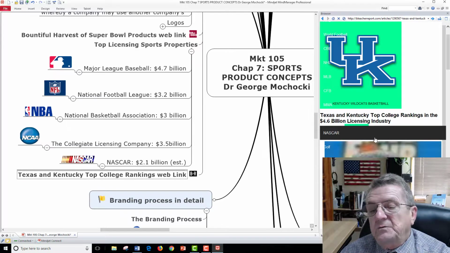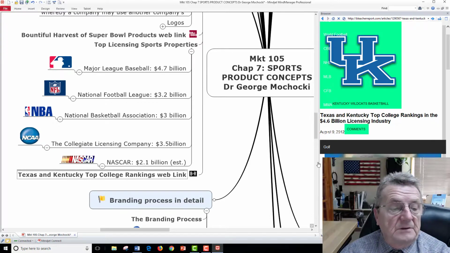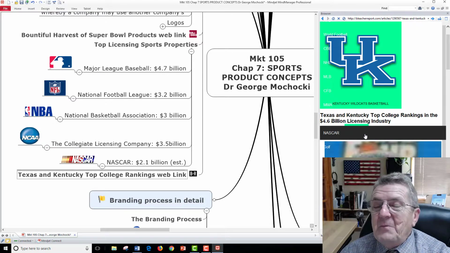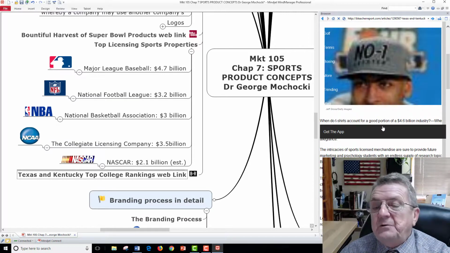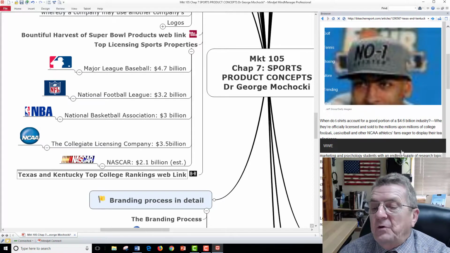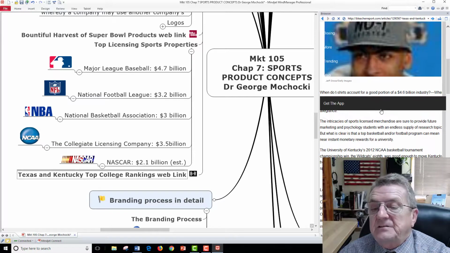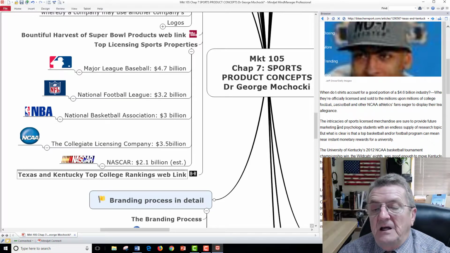Texas, Kentucky, top coach ranking, 4.6 billion in licensing. Holy cow! What the heck? That's a lot of money coming in, right? The licensing industry coming in there. T-shirts account for a good portion of this 4.6 billion industry. They're officially licensed and sold to millions upon millions of fans of college football, basketball, and other NCAA athletes. National Collegiate Athletic Association.